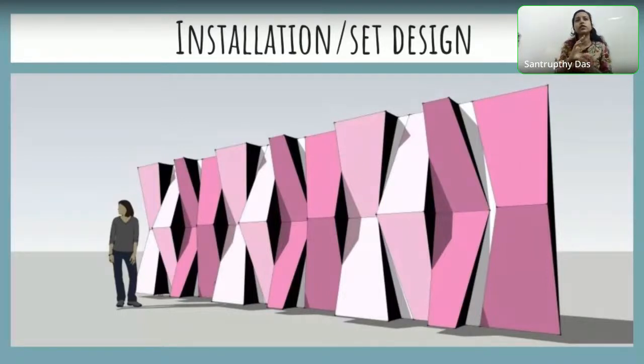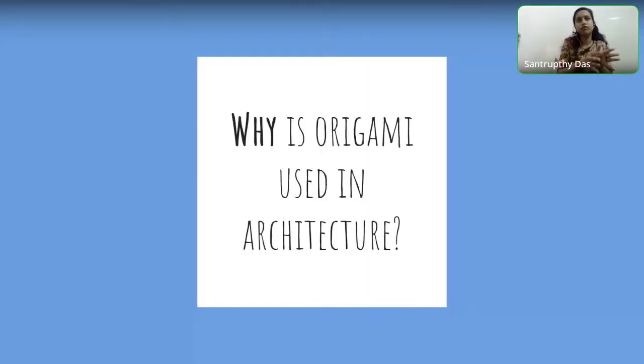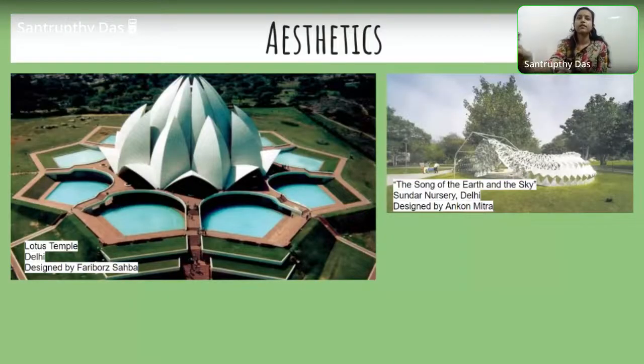People have been trying to use these folded surfaces to generate something that gives an aura more than what a flat surface would have given. Well, why is origami used in architecture? We saw all the places it is being used, but why? So the first thing is aesthetics.